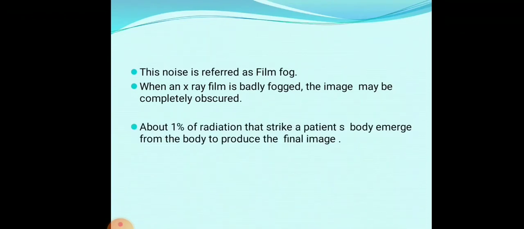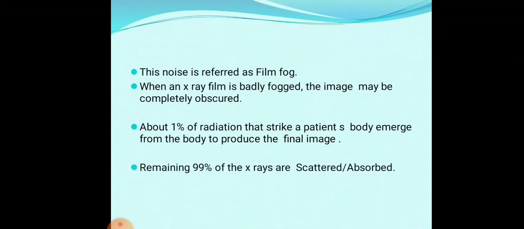After that, about 1% of the radiation that strikes a patient's body emerges from the body to produce the final image. The remaining 99% of X-rays are scattered or absorbed. So it would cause more damage to the human body.